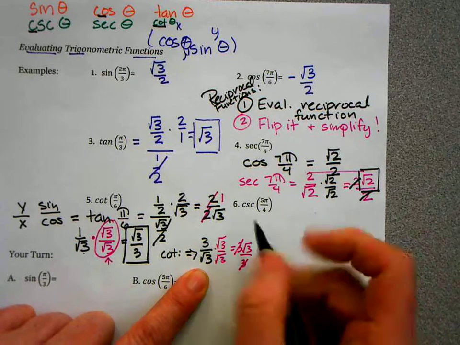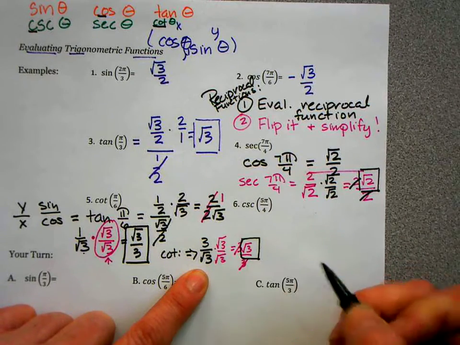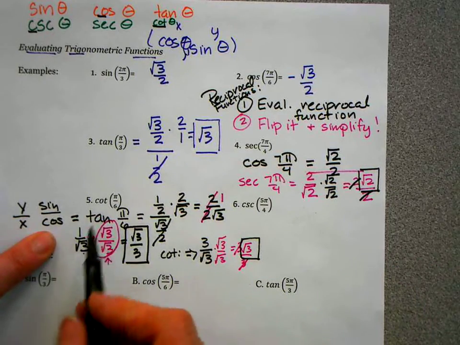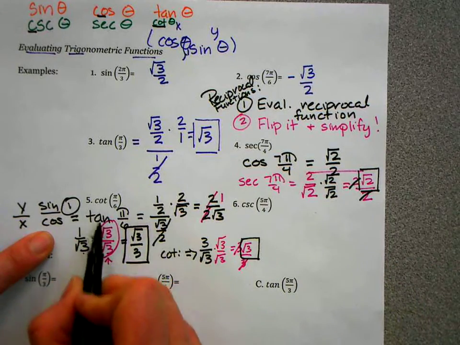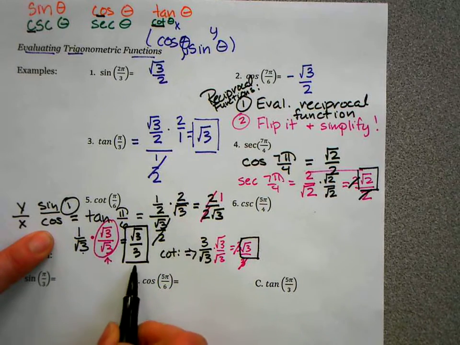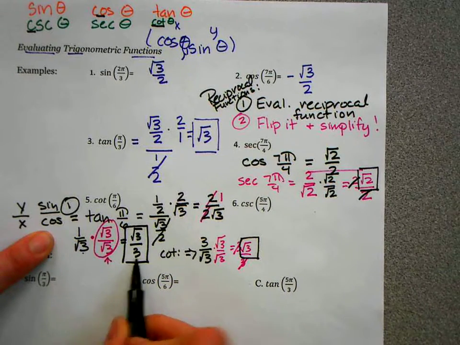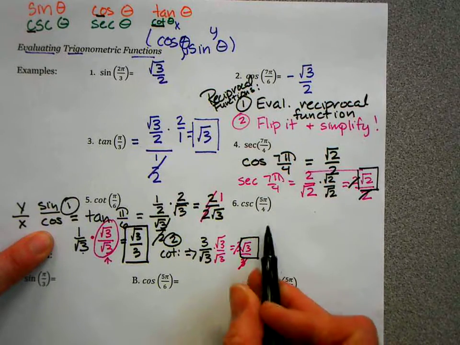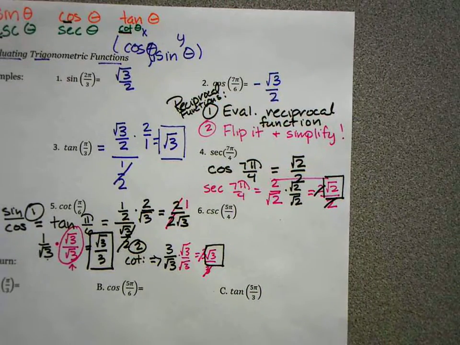So remember, this was just a long step because it's tangent, but this was the first one, evaluate the reciprocal. We had to do all that work to get to radical 3 over 3. That was step 1. This was step 2, flip it. Okay? Let's do the cosecant. If I'm doing the cosecant, I'm going to get a different color so you can see it better. I want to do the cosecant.